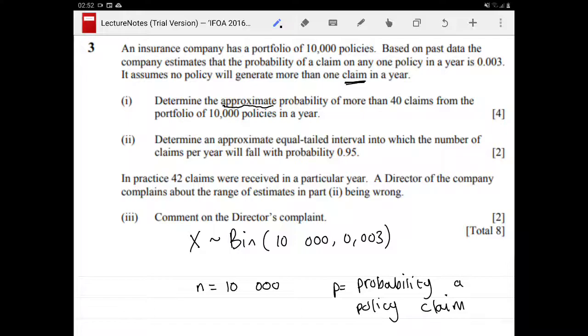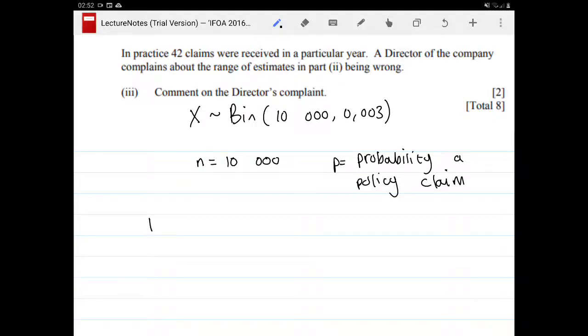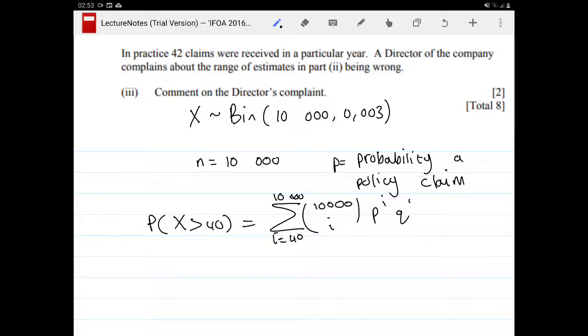Now for question 1, they're asking you to determine, and this is important, the approximate probability. They're not saying an exact probability, so they're not asking you to do a sum. If they were asking for an exact probability of more than 40 claims, you would be doing the probability that X is greater than 40, and you would have to sum from i equals 40 to 10,000 of (10,000 choose i) p to the power of i, q to the power of 10,000 minus i, and you would have to do that for 9,960 terms.